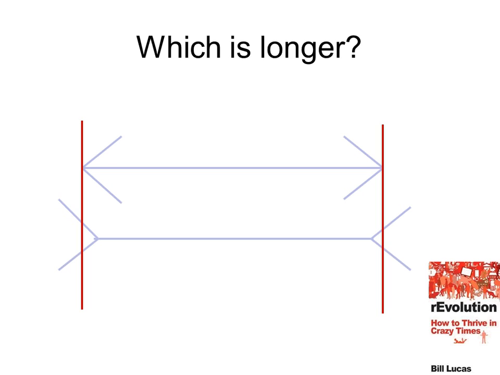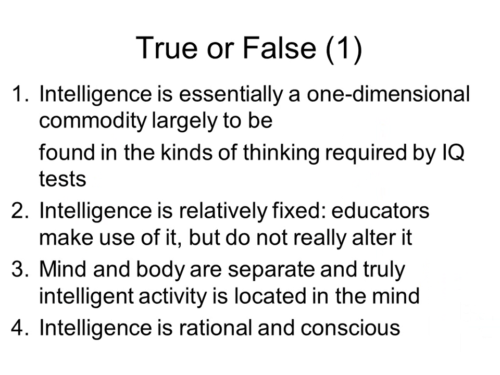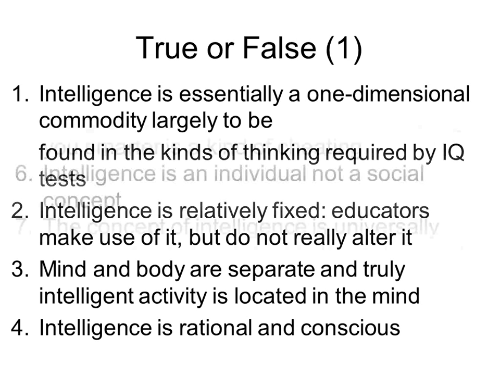Now, a question for you. Well, to be precise, 4 questions for you. I want to ask you what you think. Are these 4 statements true or false? And when you've had a chance to read them, I'm going to ask you another 4. The first, essentially that intelligence is a one-dimensional commodity, the kind of thing that IQ tests test. The second, that intelligence is relatively fixed. The third, that mind and body are separate. Intelligent activity is located in the mind. And the fourth, that of course we're rational human beings, aren't we? And therefore that's the thing that really matters. And now 5, 6, 7, and 8.